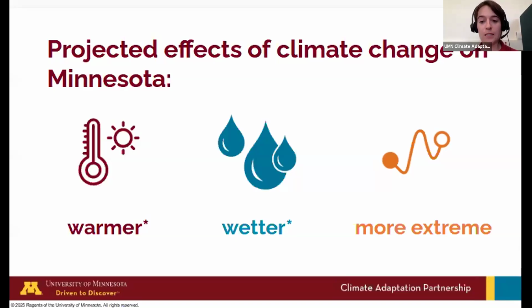We also expect to see our climate become wetter. So, wetter in spring, fall, and winter, but unfortunately drier in summers when we might want to see additional precipitation on the landscape. And as I mentioned earlier, we expect to see more dramatic swings between wet and dry events and more extreme events occurring.